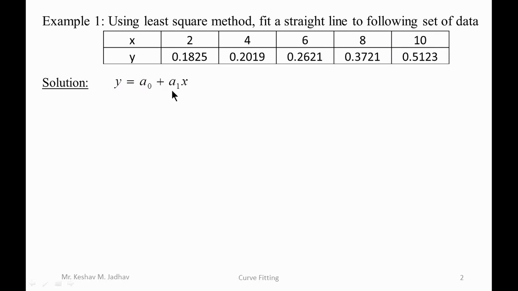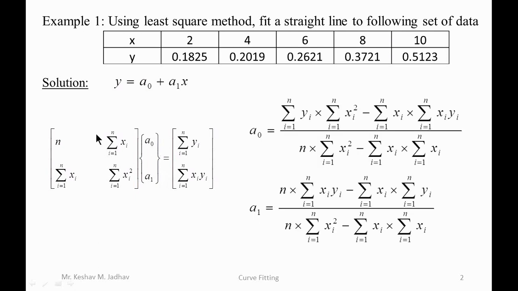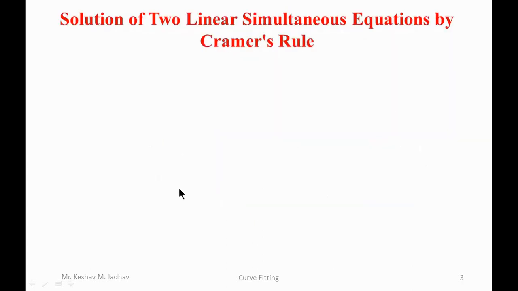To find the values of a0 and a1, we have seen in the derivation of the least square method that we need to solve this matrix. After solving this matrix, we will get the values of a0 and a1. If we use Cramer's rule to solve this matrix, then we will get formulas for a0 and a1. So let us see how to use Cramer's rule to solve such a matrix.